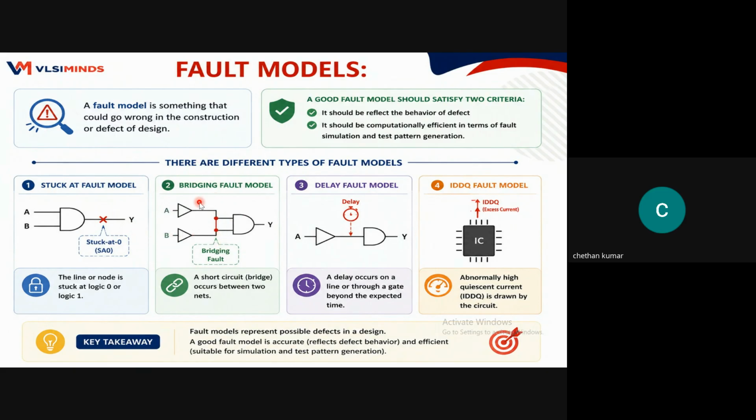Similarly, a bridging fault is a short between two nets or two inputs. Delay faults occur when the delay is more than the expected propagation delay. You all know there is a propagation delay over each gate, so if it is more than expected, that is considered a delay fault. Under delay faults we have two types: transition delay faults and path delay faults. I will take that up when we discuss delay fault models in depth.